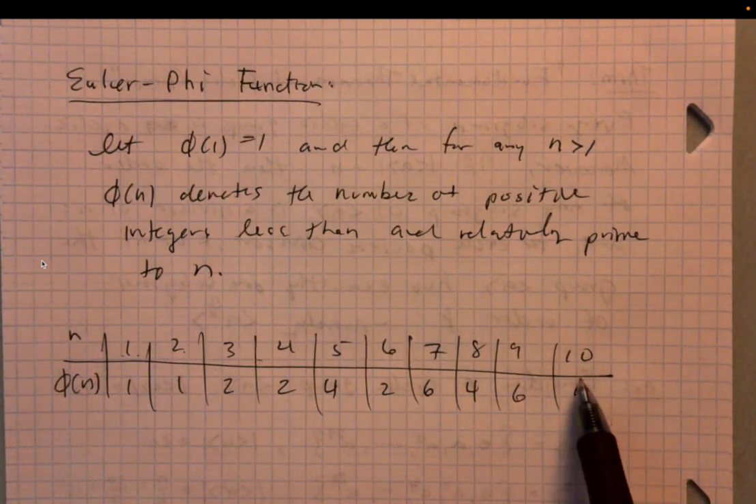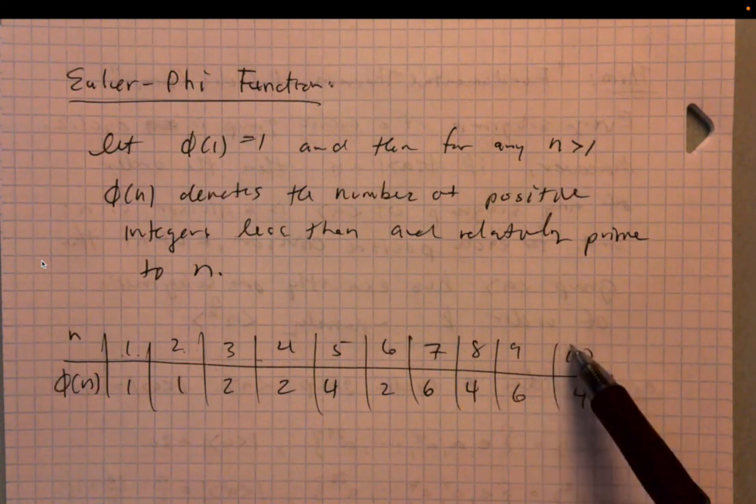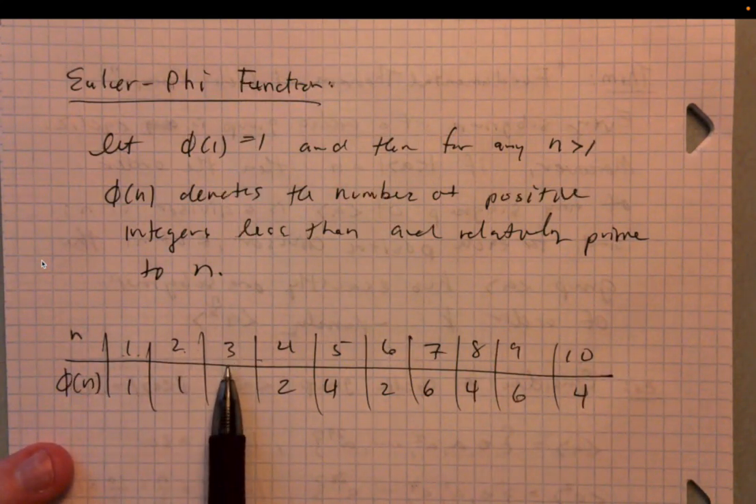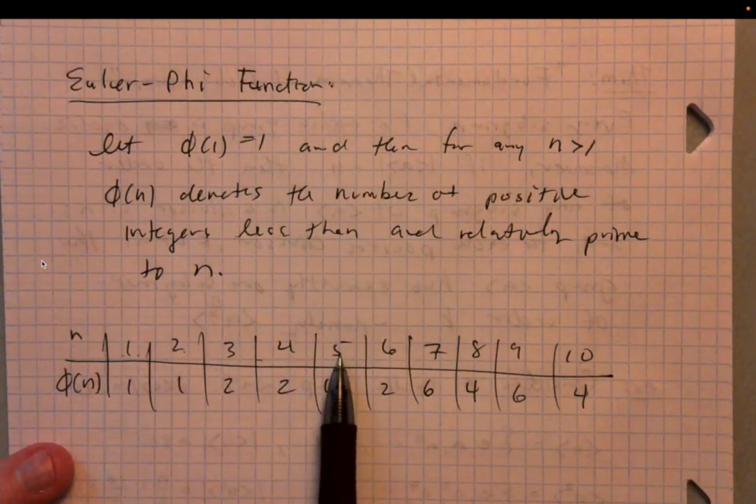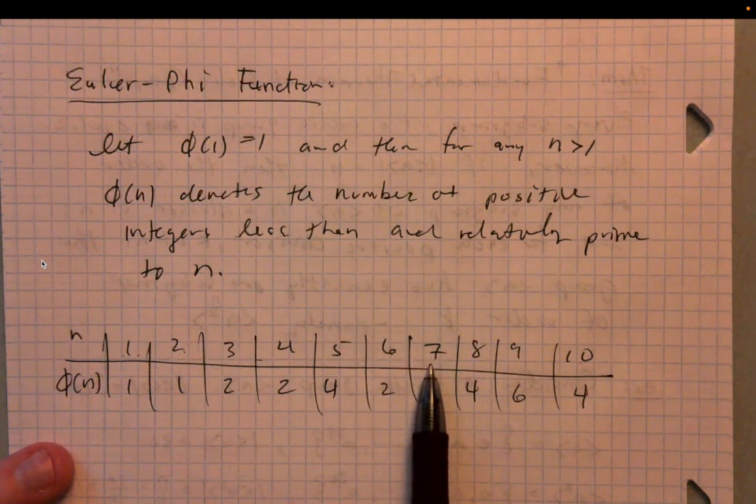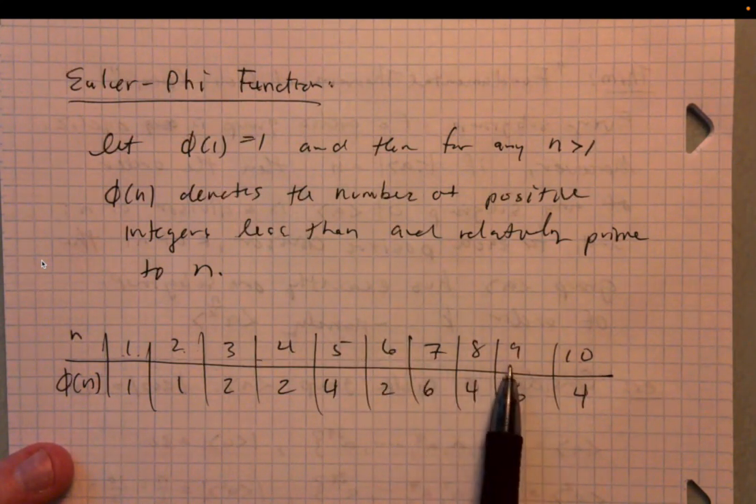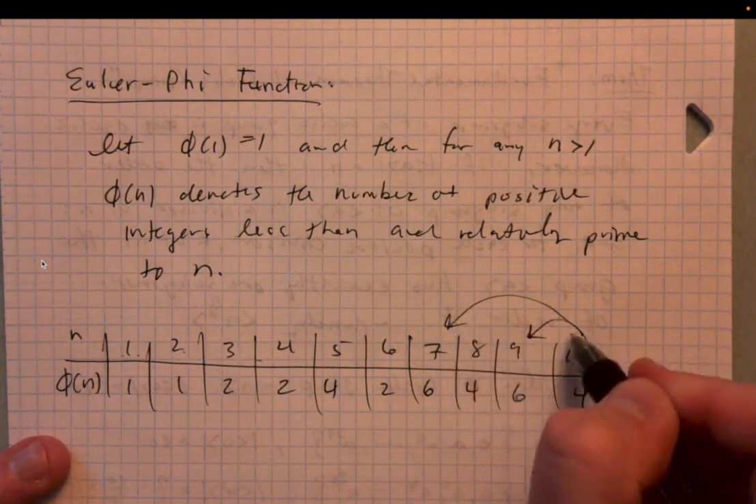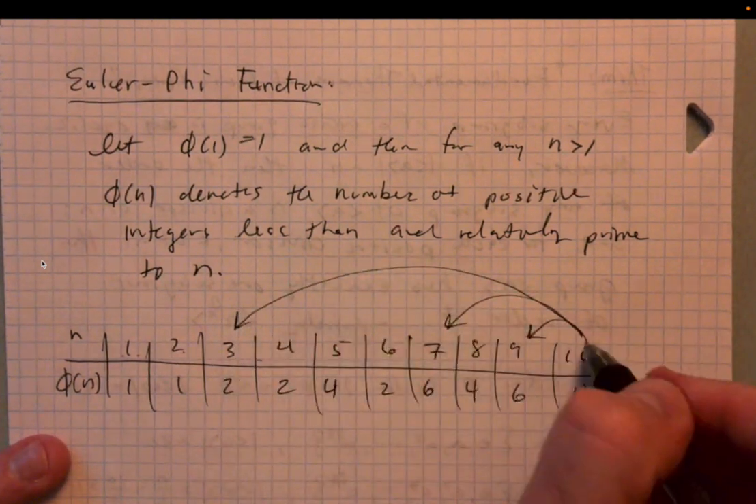Right? So what are the 4 positive integers less than 10 but relatively prime to 10? So it'd be 1, 3, not 4, not 5, not 6. 7 is relatively prime to 10, and 9 is relatively prime to 10. Right? So this one would be this set here.